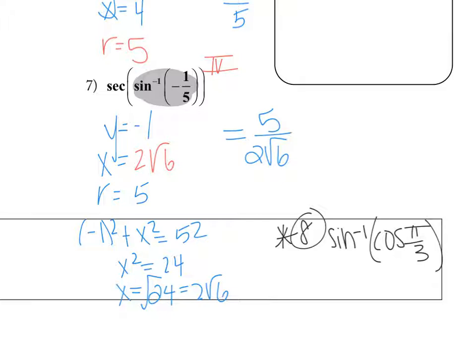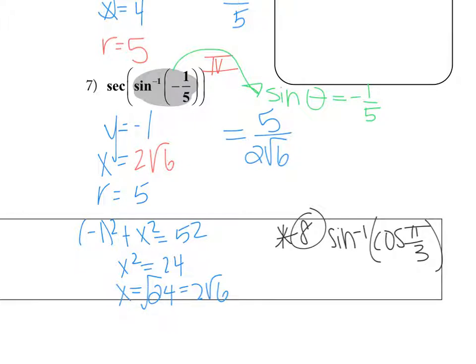Okay? Just remember that when you guys are taking the inverse, you're basically representing an angle. So another way to think about this, if you want another way, is that sine of theta equals -1/2. So you are just evaluating from there, finding what the x, y, and r would be, and then taking the secant of that same exact angle.